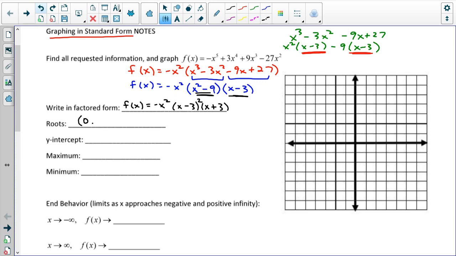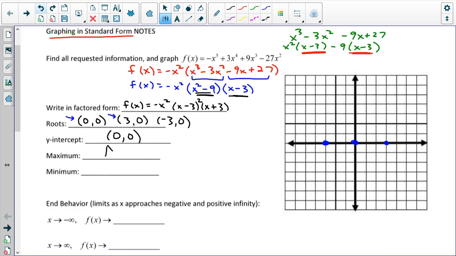So my roots are at (0, 0), (3, 0), and (negative 3, 0). And what we will notice is that (0, 0) and (3, 0) are going to be double roots. So (0, 0), (3, 0), and (negative 3, 0) are going to be my roots. I'm going to have double roots at (0, 0) and (3, 0). And then my y-intercept is at (0, 0).